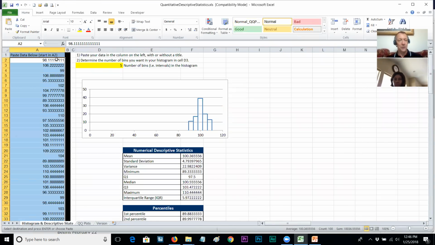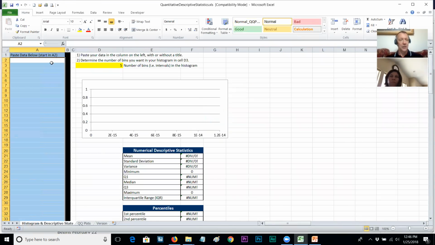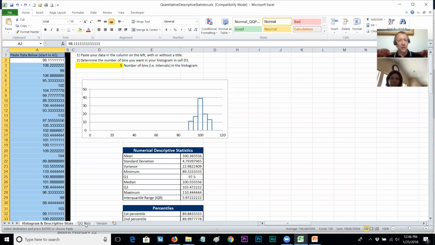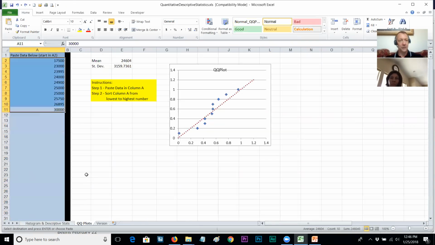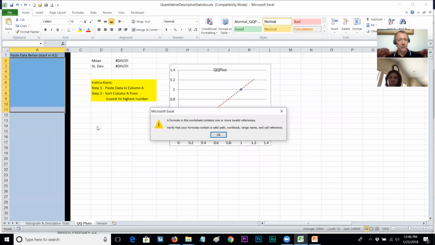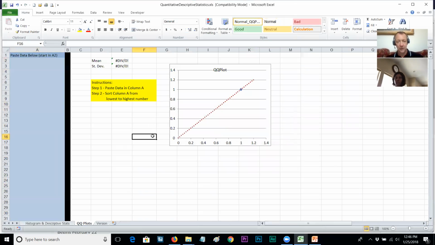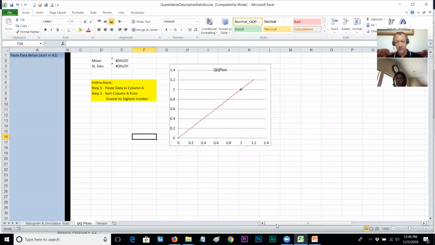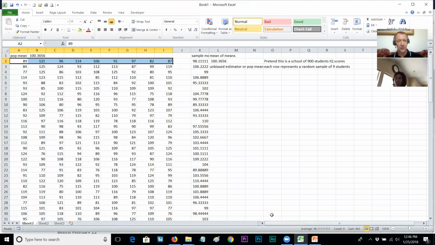What I could do, I could delete all this. Oops, didn't delete there, that's all right. Now I've got to copy, I want to delete this though. So with your QQ plot, where did it go? What's that? Why can't I pull up my other thing here? There we go.